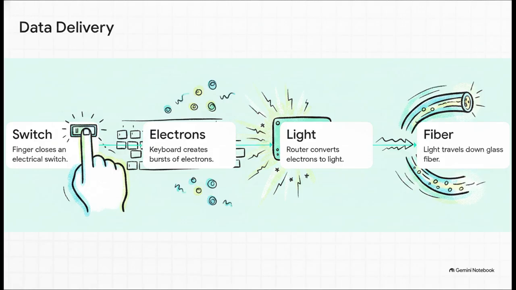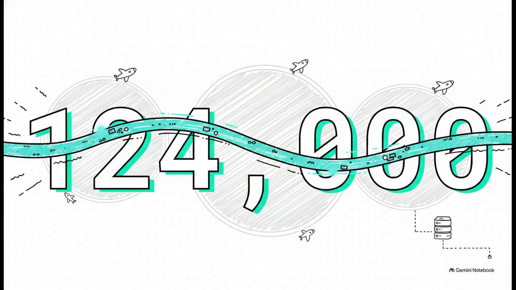Your computer hands that off to your router, and then your router does something absolutely incredible. It converts those electrons into actual flashes of light, which are then fired down a strand of glass fiber that's about the width of a human hair. Now check out the sheer speed of this journey. We always hear about the speed of light in a vacuum, but in glass fiber, your data travels at roughly 2/3 of that speed. So that is roughly 124,000 miles per second. Literally, in just 1 second, your question could lap the planet 5 times.